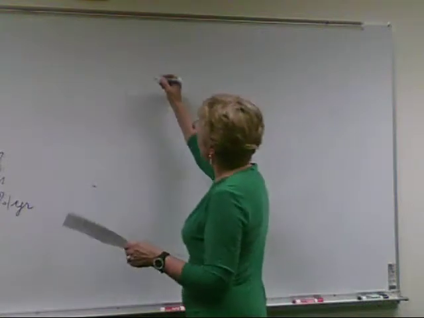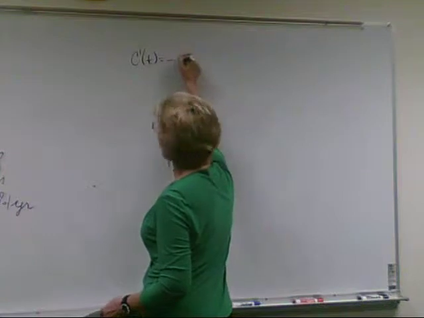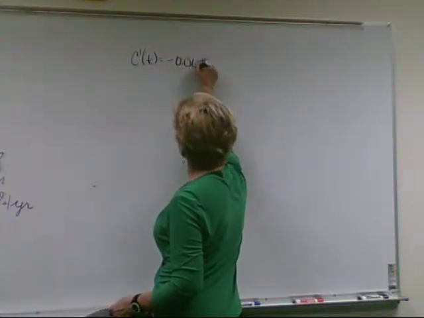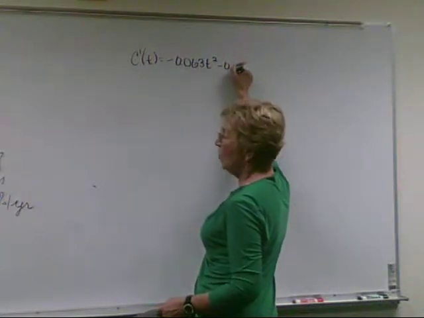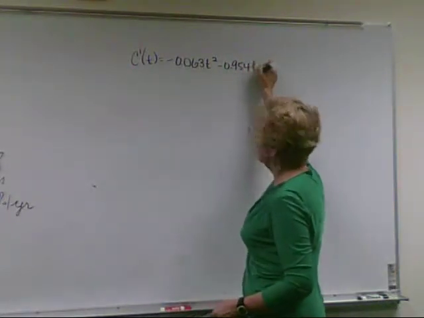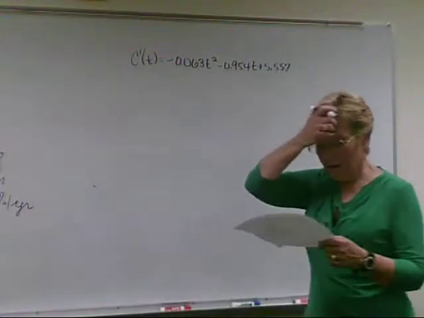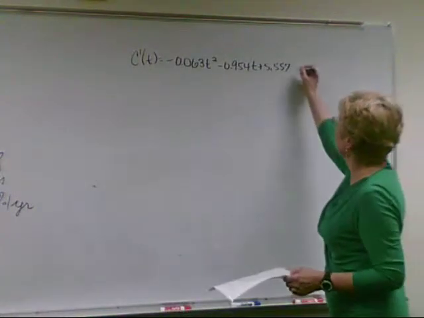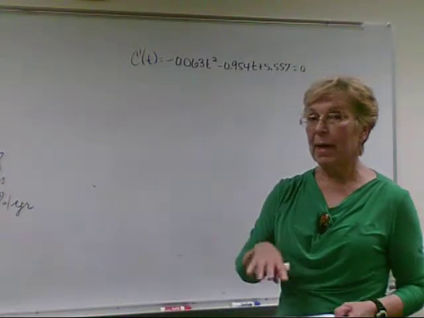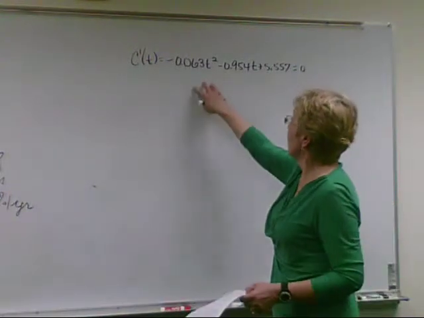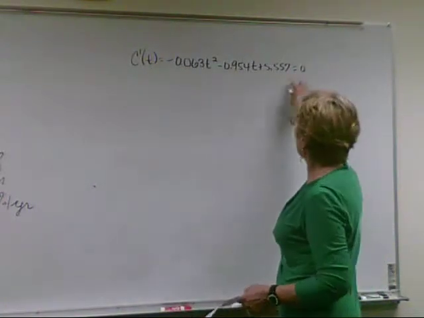So I'm going to go with my derivative, which we found to be negative 0.063 t squared minus 0.954 t plus 5.557. I'm going to force it to be 0 because the theory is horizontal tangent lines sit on maximum and minimum. So this is our tangent line slope finder, the derivative. Force it to be 0.